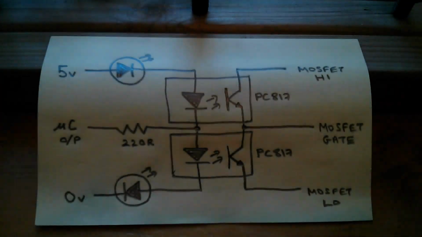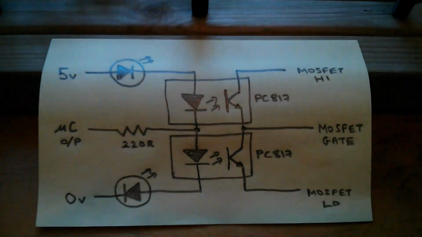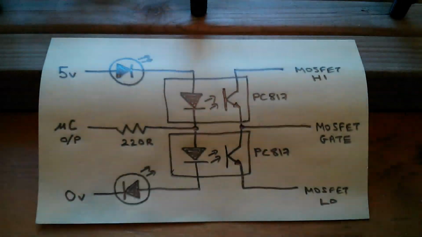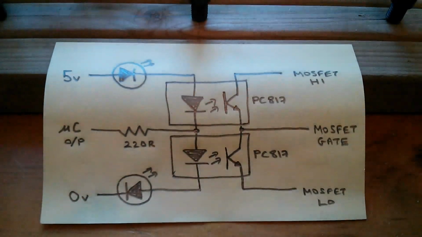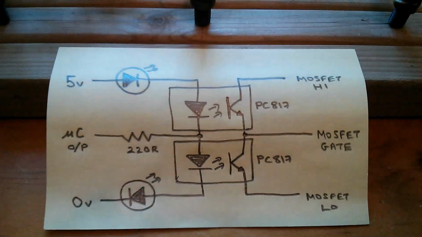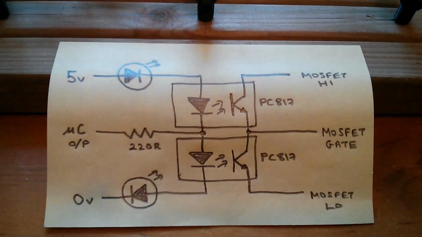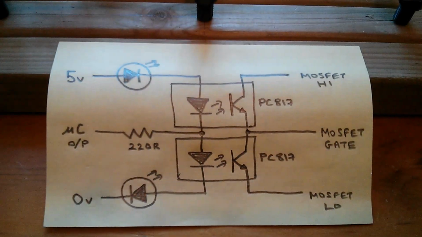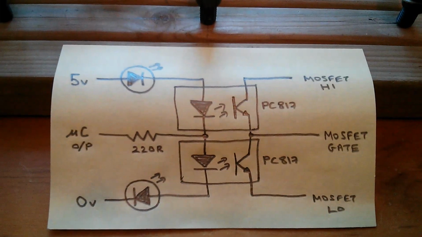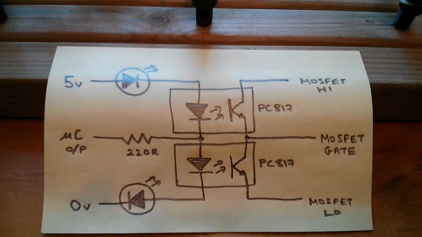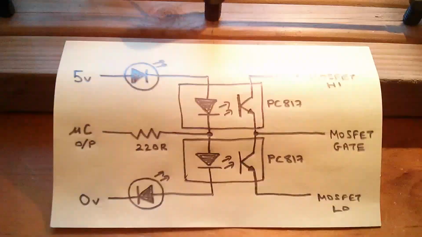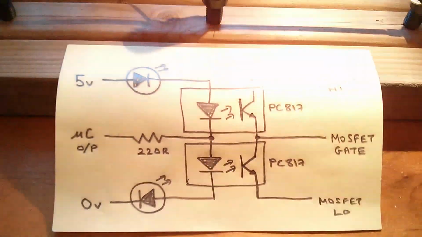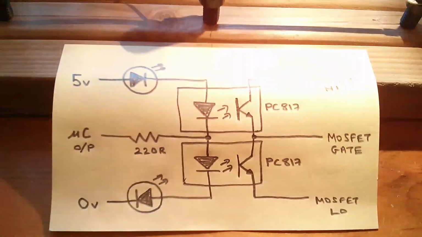And so here's a final look at the decoy MOSFET driver circuit diagram, consisting of the two opto-isolators, which are Sharp PC817s or EL817s, the Everlight version. Two discrete red LEDs there on the left, and a 220 ohm resistor for the output of the microcontroller.